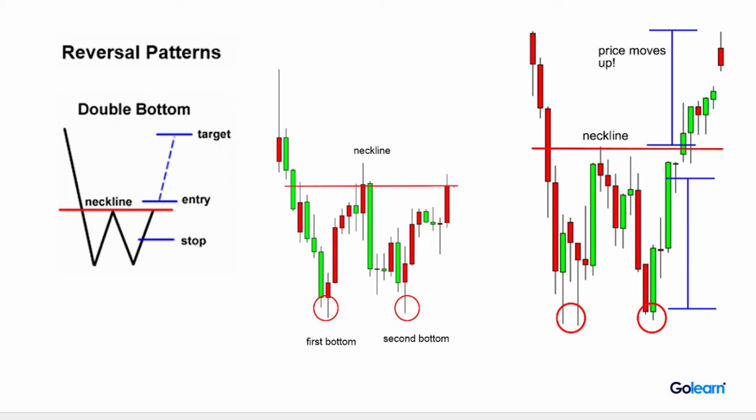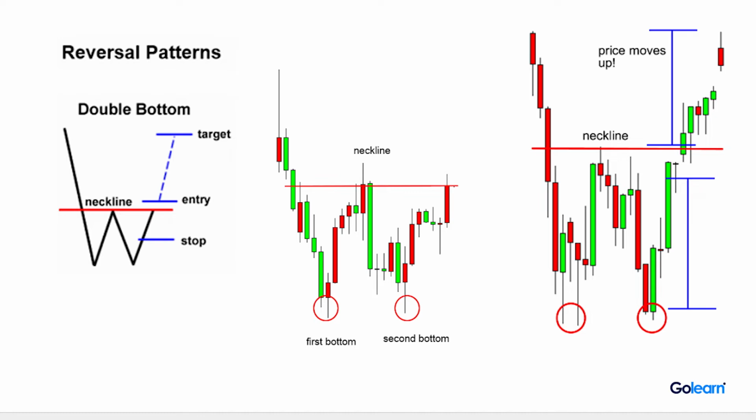We have a resistance here. Market is respecting this area, first bottom, second bottom, and boom, goes up. You're having your entry at the neckline, putting your target at the same length. It goes down, and then see what happens. Price will always respect it if it's valid.